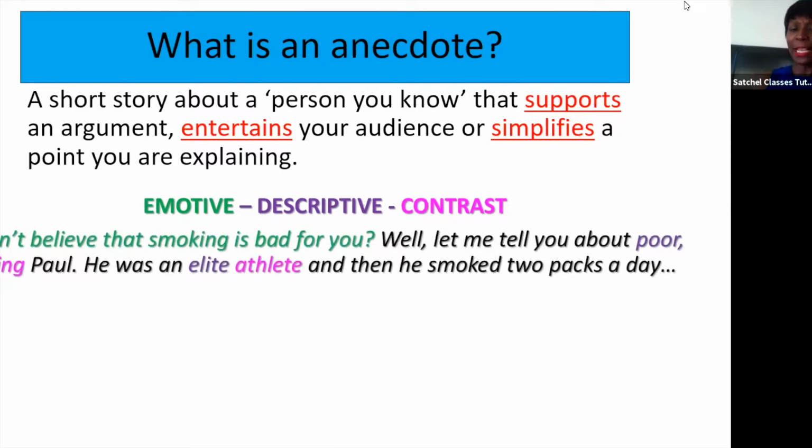You don't believe that smoking's bad for you? Well, let me tell you about poor, wheezing Paul. He was an elite athlete, and then he smoked 2 packs a day. So you can see that it's emotive, it's using that word bad. You can see it's descriptive, it's talking about poor Paul, how he's an elite athlete, and you can see the contrast between him as an athlete and him when he was wheezing after he started smoking. So it's really trying to appeal in your personality, in your identity, to your audience.